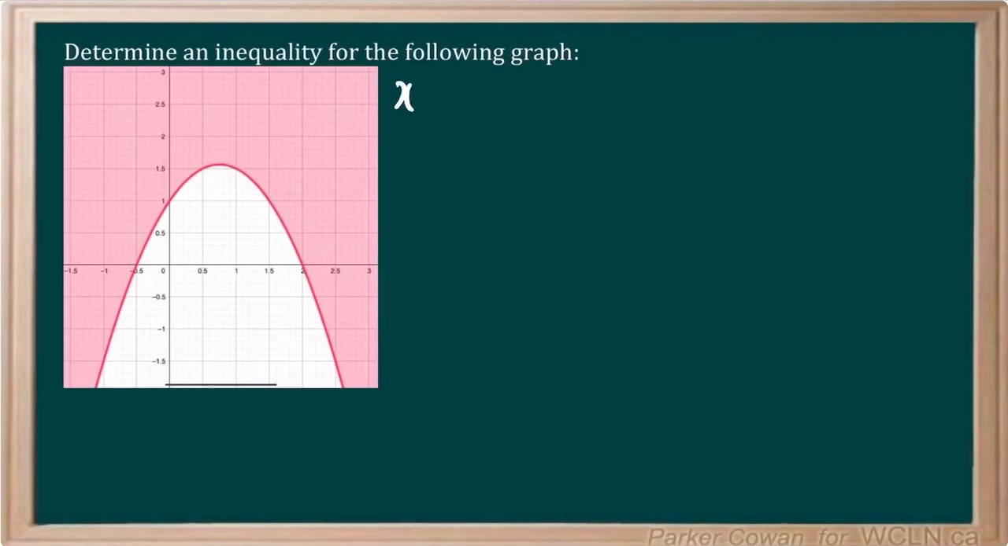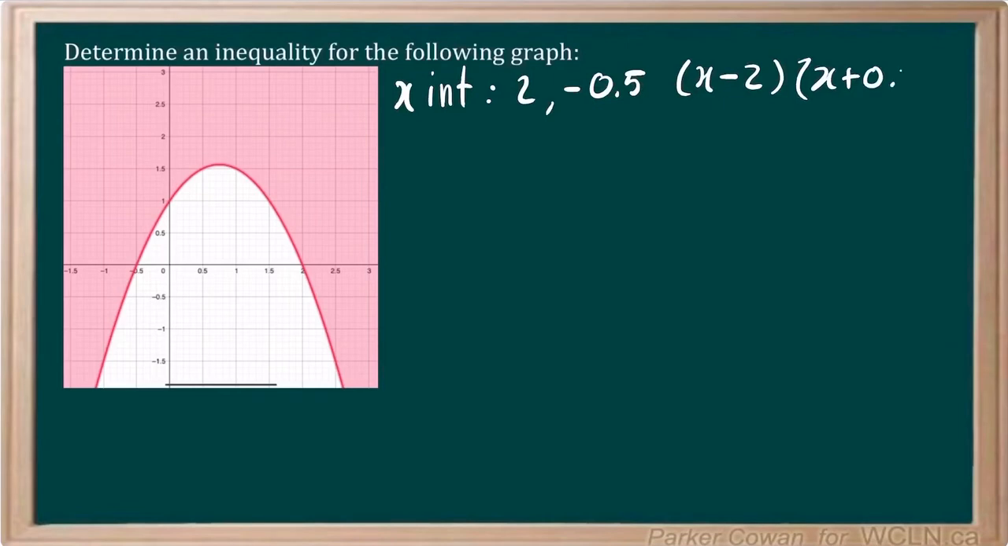So we have x-intercepts at 2 and negative 0.5. And so if we were to write this as a factored out thing, that would be x minus 2 and x plus 0.5. Okay, so the one last distinction we have to make before we can start building our equation is that this is a negative parabola. So when we're building it from x-intercepts, we have to throw in a negative at the front manually, okay? It won't just kind of magically work itself out. We have to put that negative in.